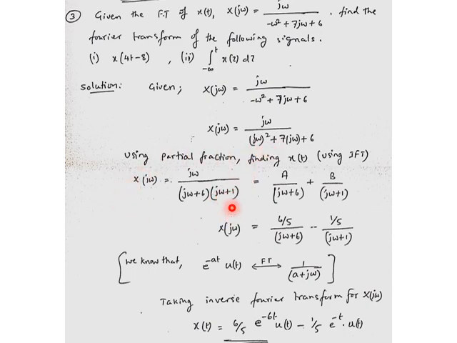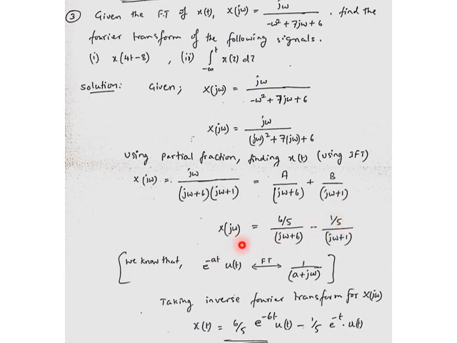This simplification I can do with the help of the inverse Fourier transform, however it is required, but I'll solve this with the help of partial fractions, as this type of problem we solved earlier. So using partial fractions I'll try to simplify this particular X(jω): A/(jω + 6) + B/(jω + 1). After simplification I can find the A value and B value. A value I'll get as 6/5 by using partial fractions. B value I'll get as −1/5.